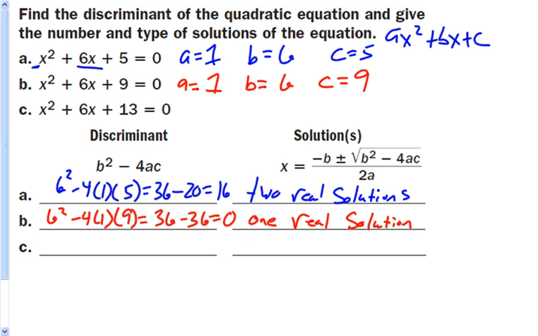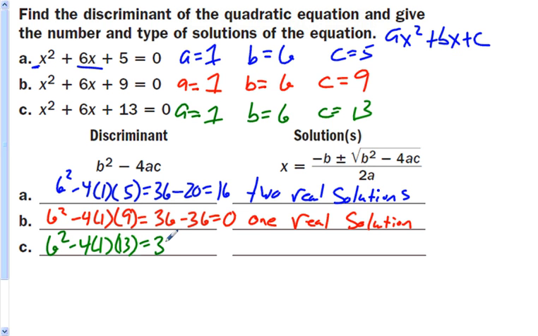And then the last one, a is equal to 1, b is equal to 6, and then the c is equal to 13. So if we plug those numbers into the discriminant, I get 6 squared minus 4 times 1 times 13. So 6 squared is 36. Then negative 4 times 1 is negative 4, times 13 is negative 52. So 36 minus 52 is equal to negative 16.